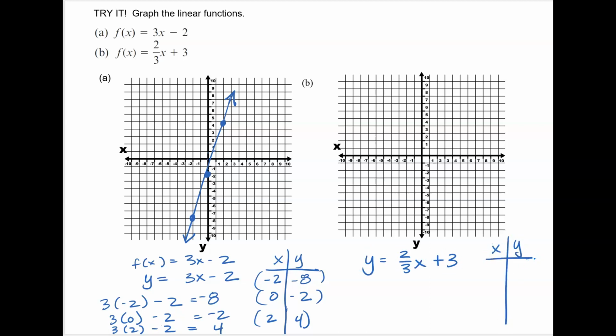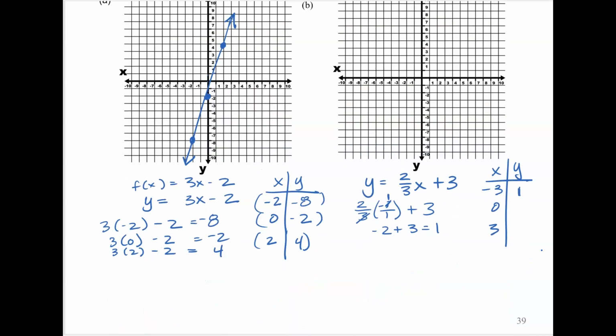And I'm going to pick some x values. I'm going to do -3, 0, 3 for this one. And I'm picking these on purpose because I know that I have a fraction here. And so if I plug in -3, or -3 over 1, that allows these to cancel and it makes for a really nice answer. So 2 times -1 is -2 plus 3. We end up getting 1.